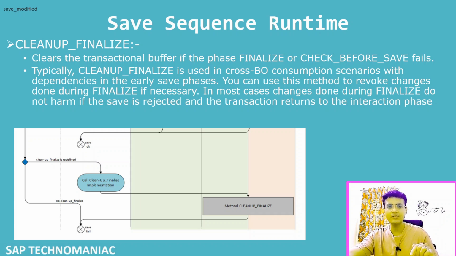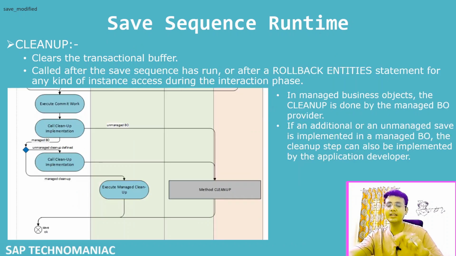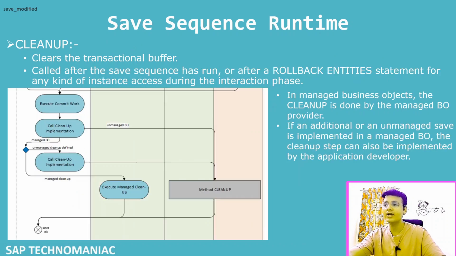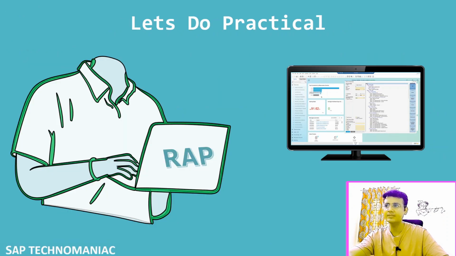So in our case we have to implement, one, the adjust numbers because we have defined the late numbering. Second, we have to do the cleanup also. In our case we didn't define the finalize and the check before save, so no need to write any code in the cleanup finalize. And in cleanup we have to clear the transactional buffer data. Those 3 methods we will implement and we will see. So let's jump into the system. We will implement these 3 methods and see whether our create is working or not.